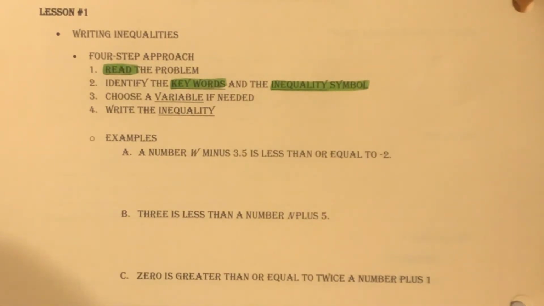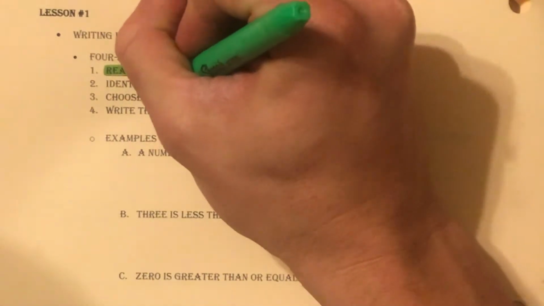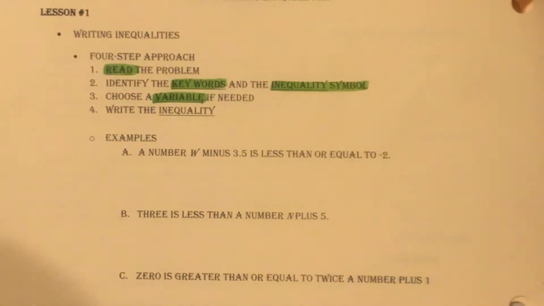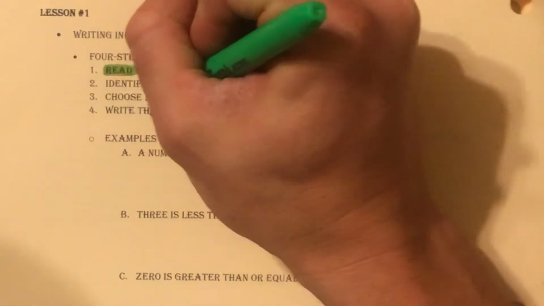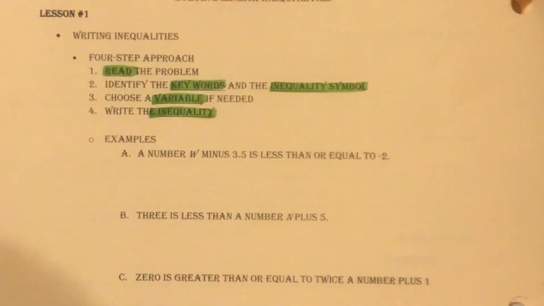Third step is we need to choose a variable if needed. Sometimes they give us the variable, or sometimes we need to choose one. As we've talked about, X is always a really simple one to use. And then the final thing we want to do, step 4, is we want to actually write the inequality. So we want to go ahead and write that inequality out in a mathematical sentence. So let's take a look at 3 examples here.